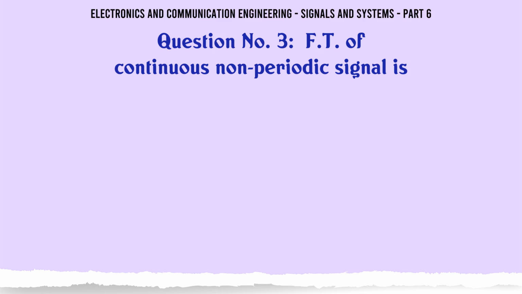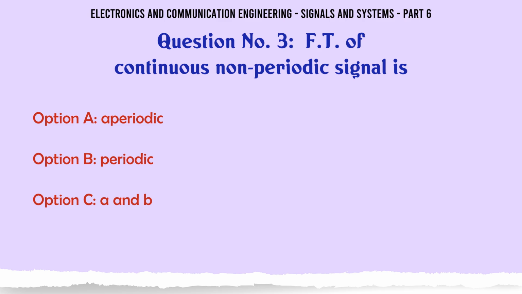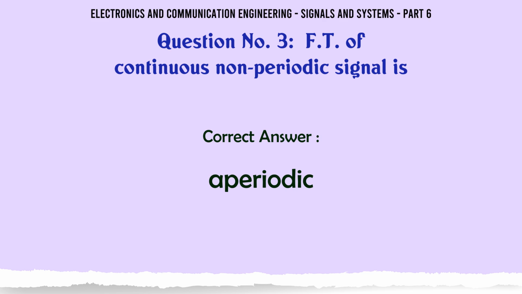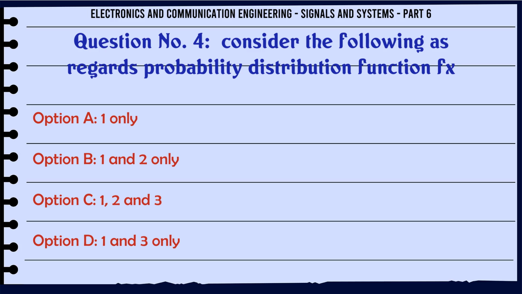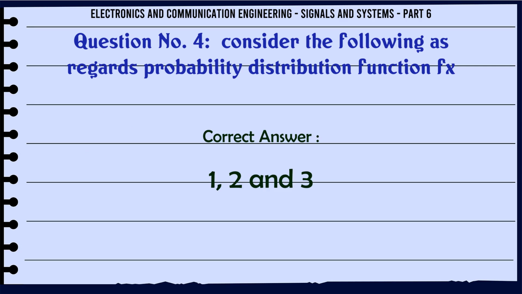FT of a continuous non-periodic signal is: A. Aperiodic, B. Periodic, C. A and B, D. None. The correct answer is aperiodic. Consider the following as regards probability distribution function f(x). A. 1 only, B. 1 and 2 only, C. 1, 2 and 3, D. 1 and 3 only. The correct answer is 1, 2 and 3.